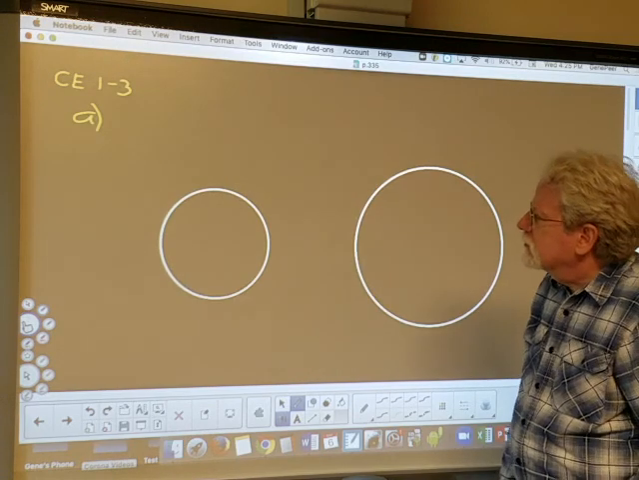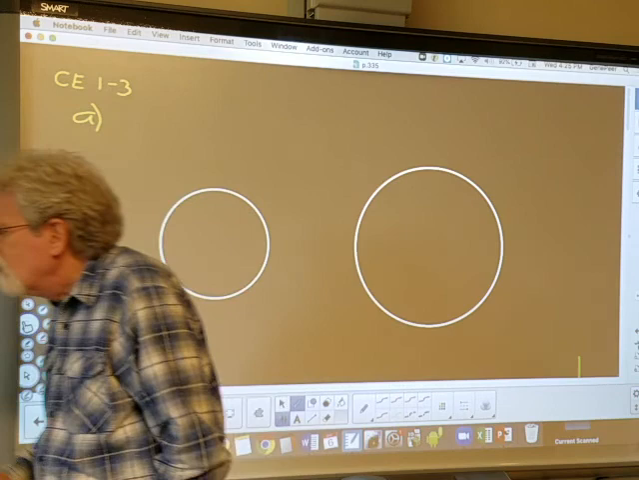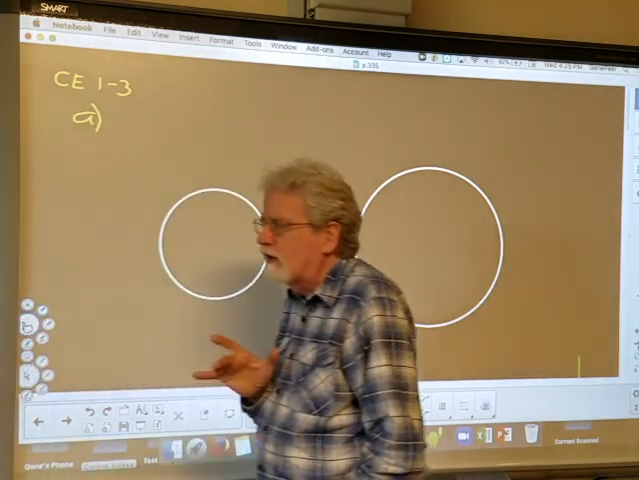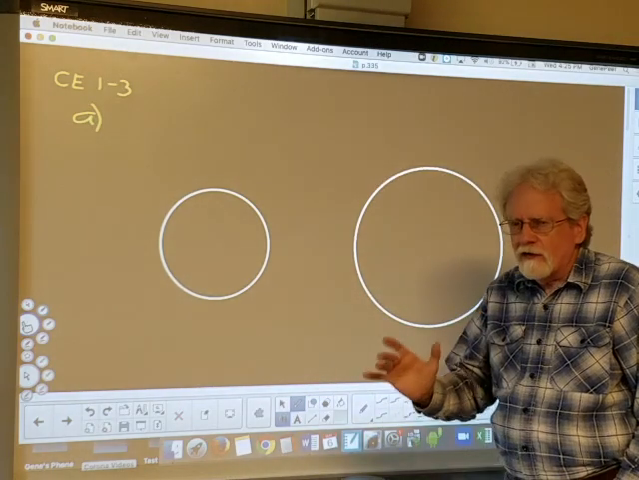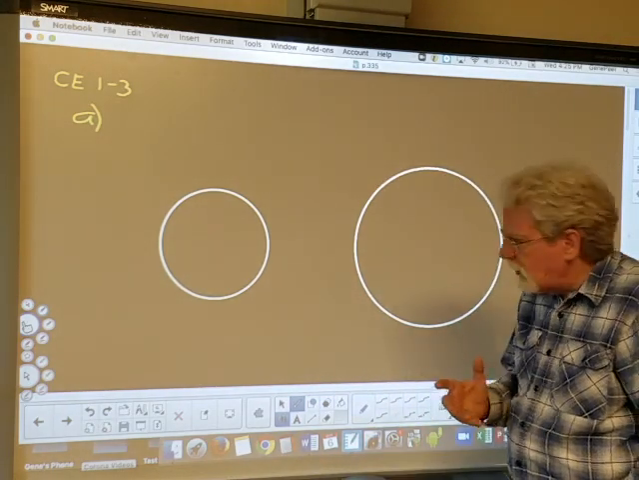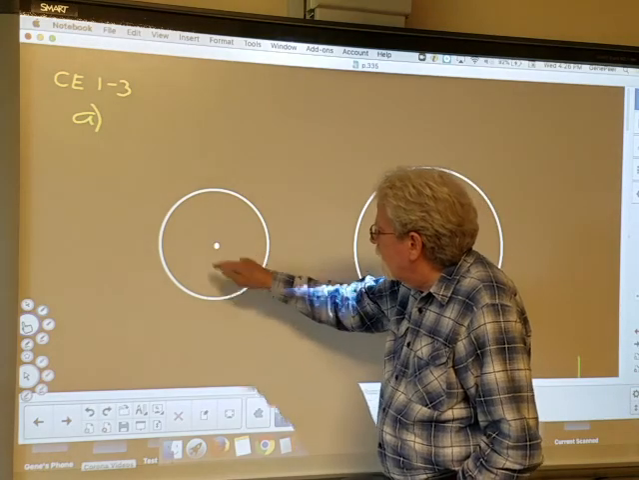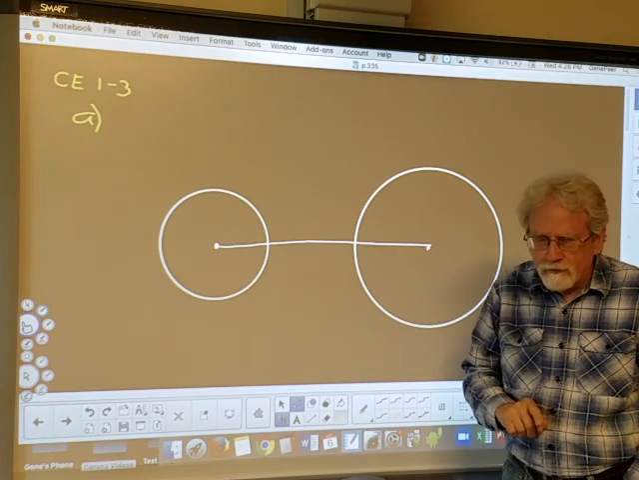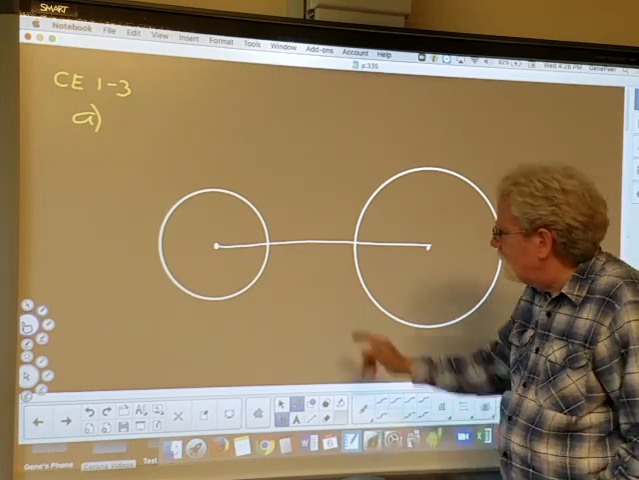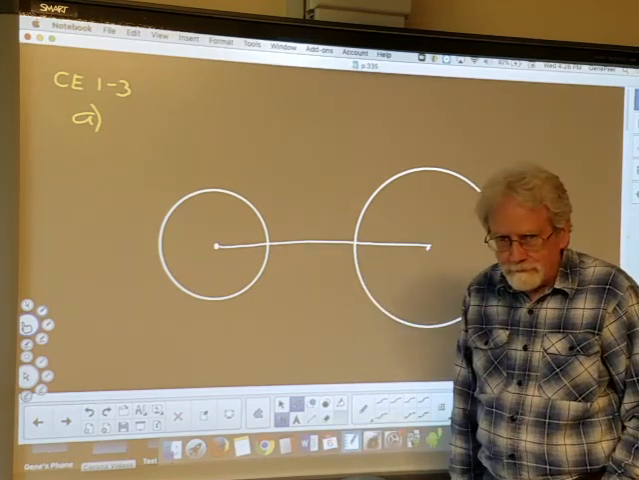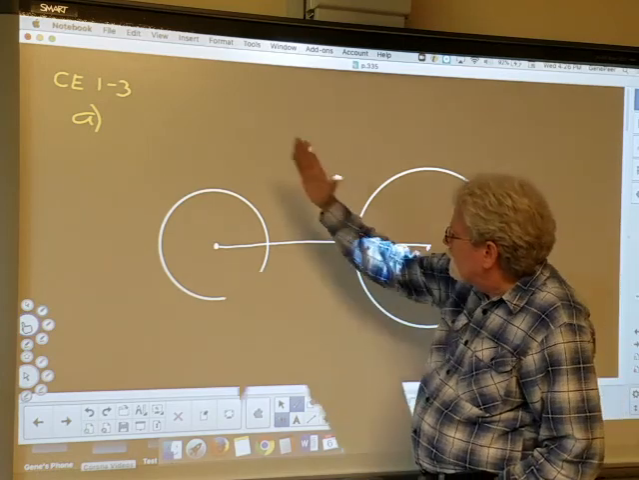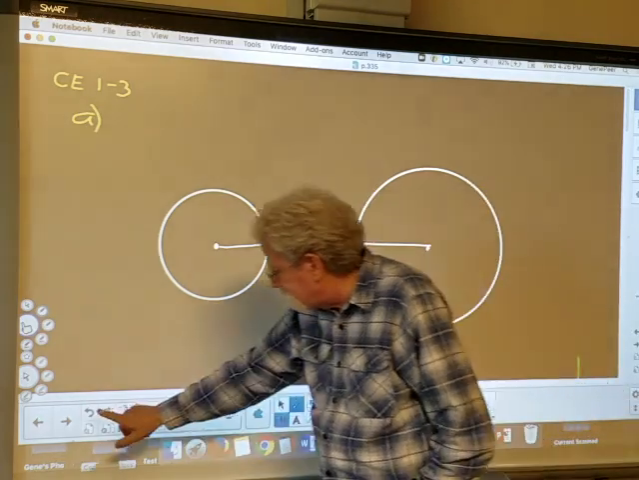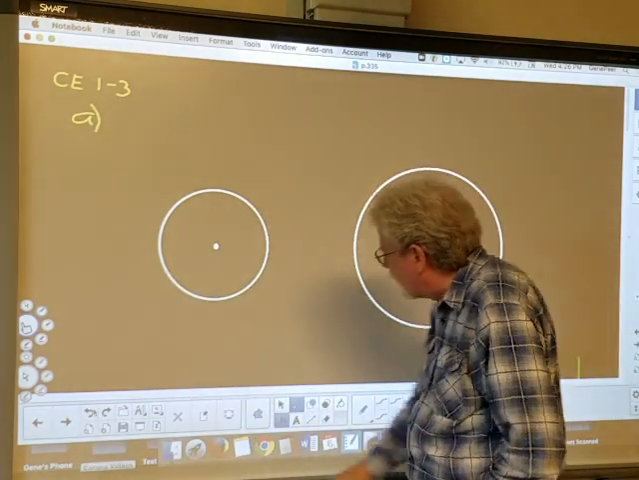All right, number one. Number one is asking how many common external tangents can be drawn. What's an external tangent? Well, if we were to find the center of these two circles and put a line between the centers, an external tangent does not cross that line. An external tangent does not go between the circles. That would be an internal tangent. So, how many external tangents can we get?